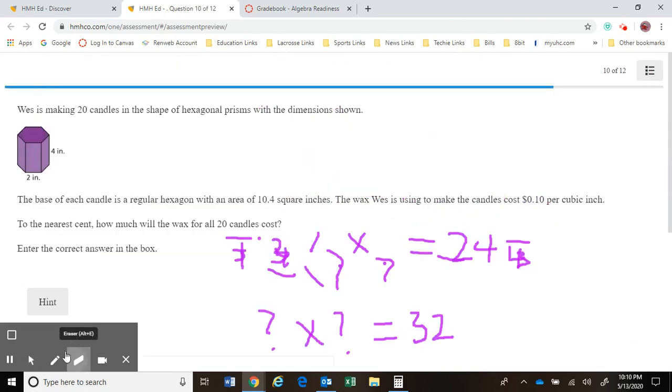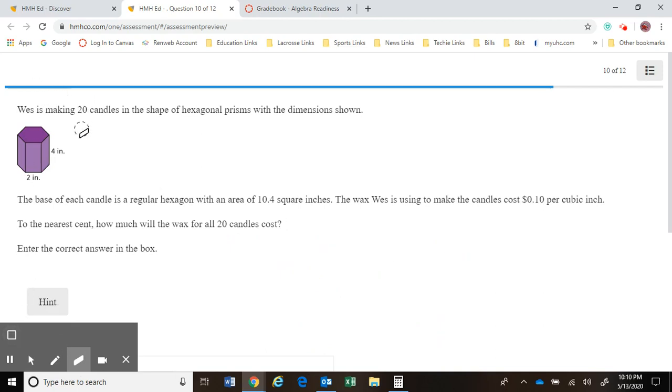All right, let me clear off my screen here. Wes is making candles shaped like a hexagonal prism. The base of each candle is a regular hexagon with an area of 10.4 square inches. The wax Wes is using to make the candles costs 10 cents per cubic inch, to the nearest cent. How much will it cost for all 20 candles?